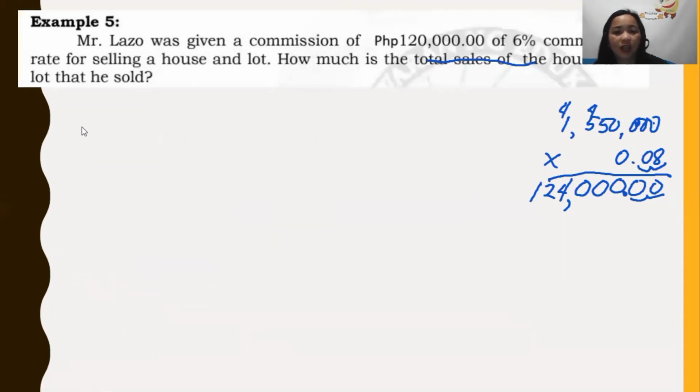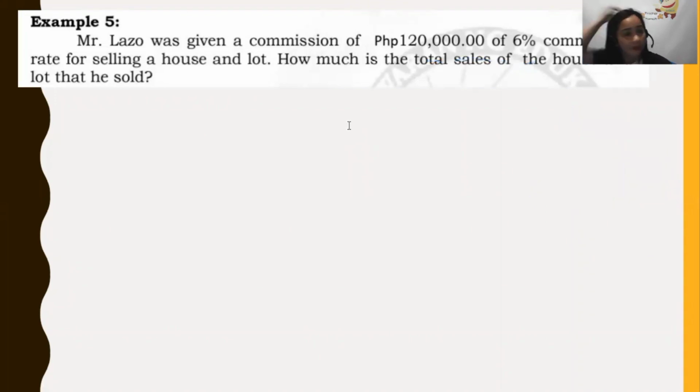So that is the answer for that problem. Now, let's have another problem. Mr. Lasso was given a commission of 120,000 pesos at 6% commission rate for selling a house and lot. Ito naman yung ibinenta niya. How much is the total sales of the house and lot that he sold?